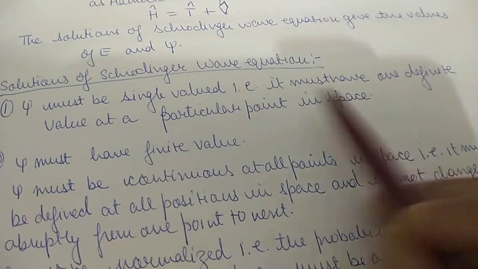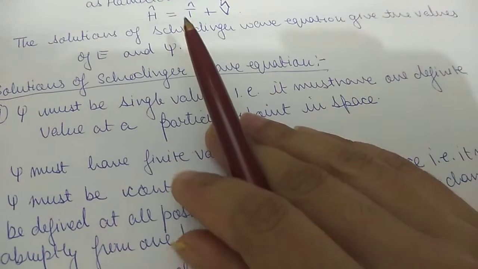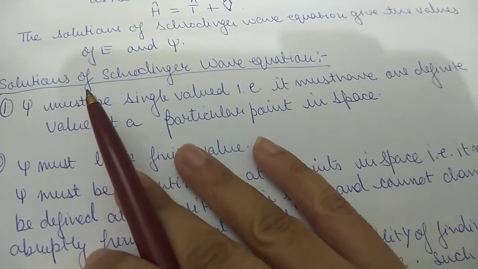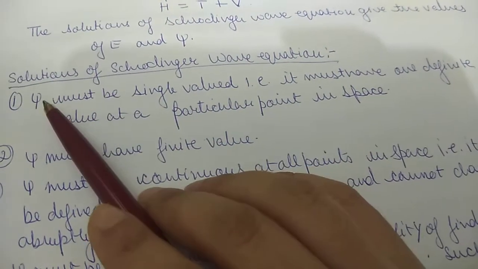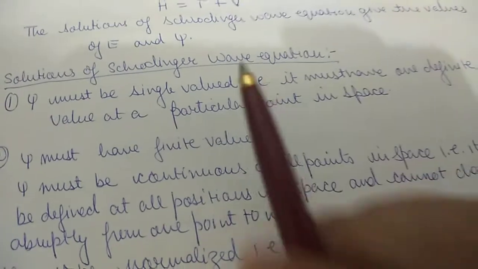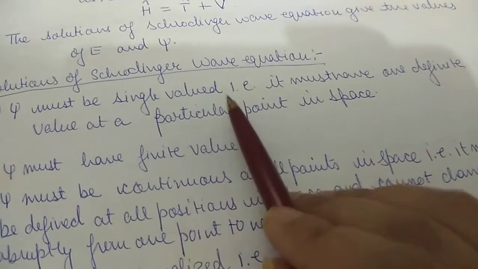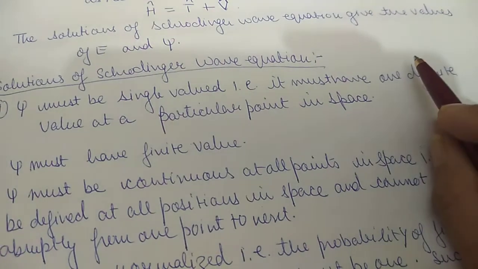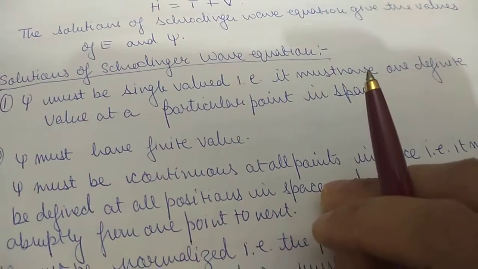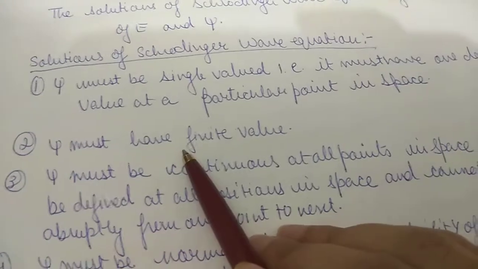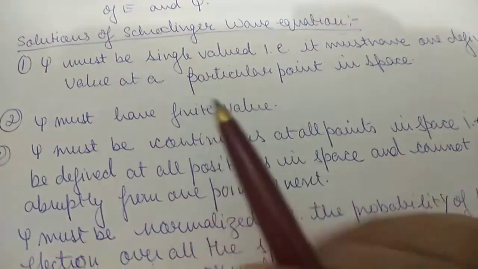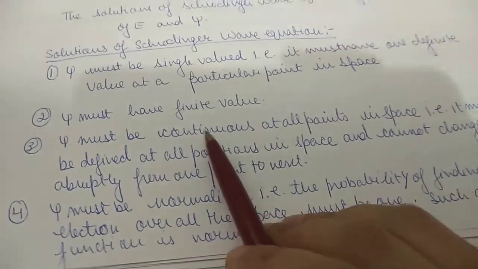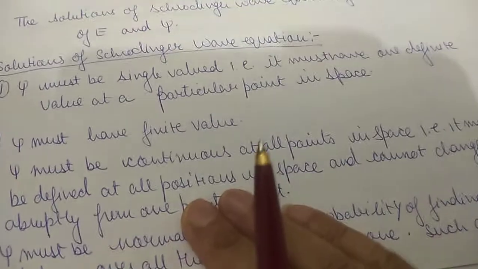Psi को जब हम इसके solutions को निकालते हैं, जब हम Schrodinger wave equation को solve करते हैं, तो जो psi की value है वो single valued, इसकी एक value आनी चाहिए. मतलब कि एक particular instant में it should have a definite value. Then finite value होनी चाहिए. Obviously it could be calculated. Finite होनी चाहिए.